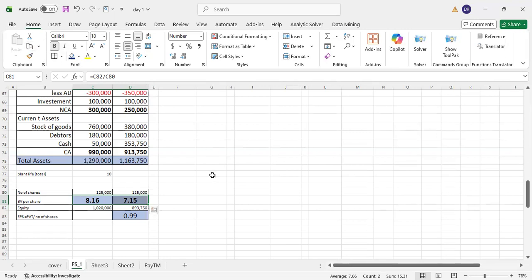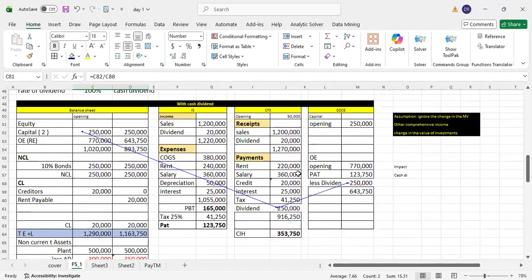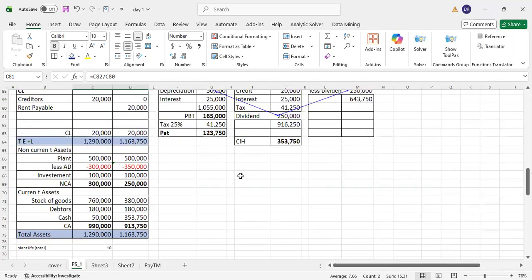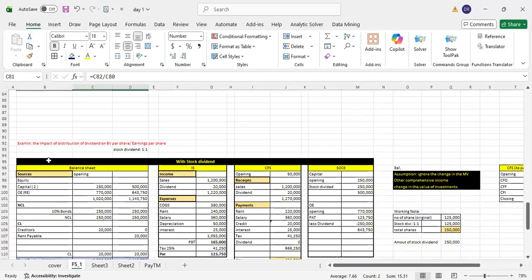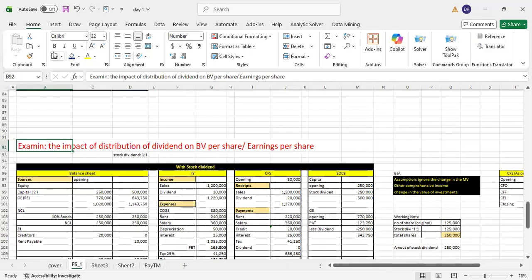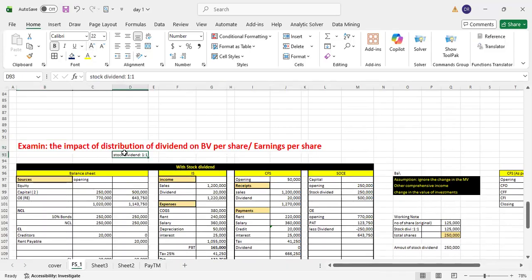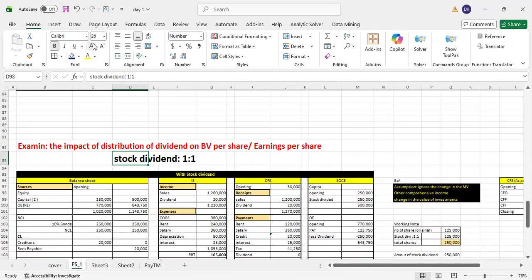So the reduction of book value is because of the distribution of cash dividend. Sometimes the companies, instead of giving cash dividend, may also give stock dividend. We'll keep the amount of dividend to be same, 250,000. So therefore, the dividend given is 1:1. What is the stock dividend 1:1? Every shareholder having one share will receive an additional share.